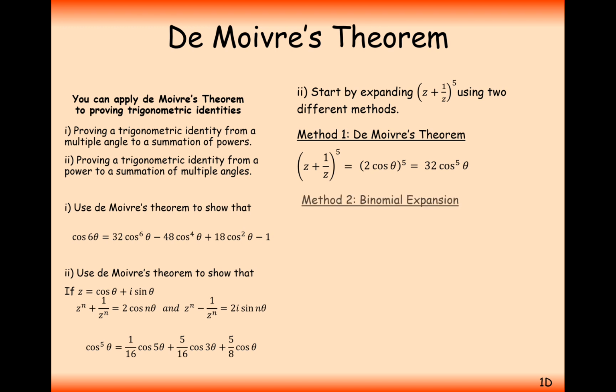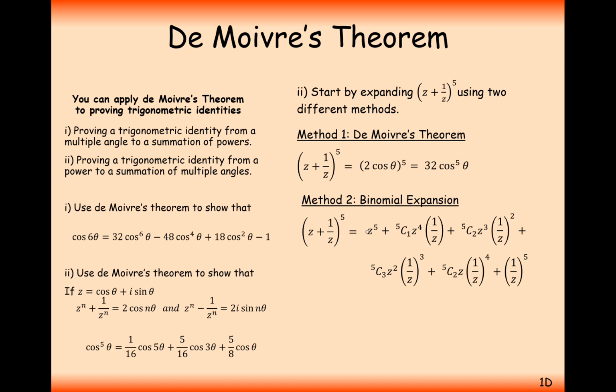Method 2 to expand this z plus 1 over z to the power 5 is by the binomial expansion. Now, I won't remind you of the binomial expansion this time, but hopefully this is familiar. It's z to the power 5 plus 5 choose 1, z to the 4, 1 over z. The power of z is decreasing, the power of 1 over z is increasing. And the choose is going up by 1 each time. This should be a 4 here, rather. And as 5 choose 5 is 1, and 5 choose 0 is 1, we generally don't write it.